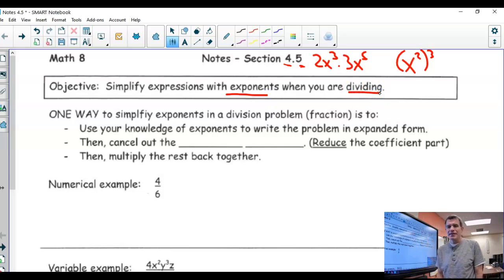And you're going to want to think of a dividing problem as a fraction, because that's what a fraction is. It's something divided by something. All right, so here we go.